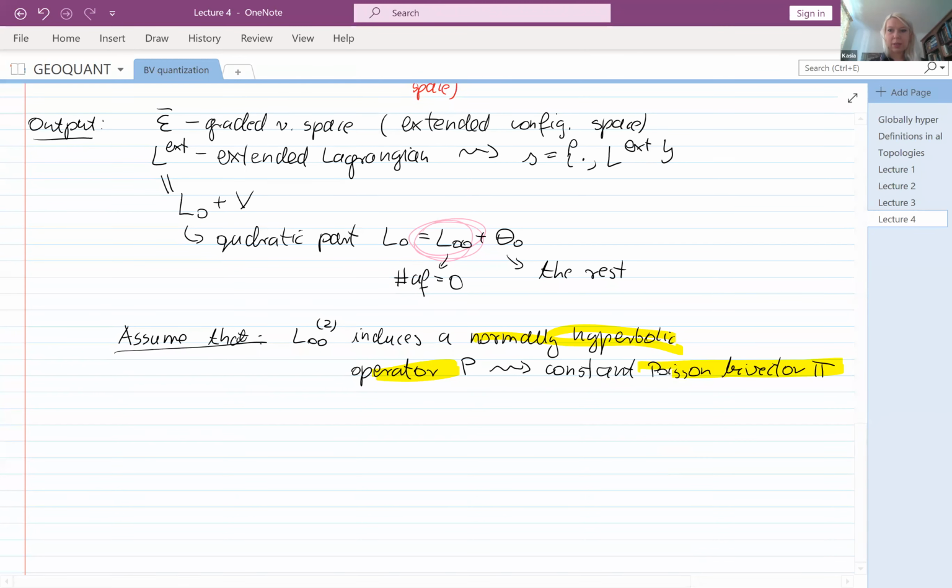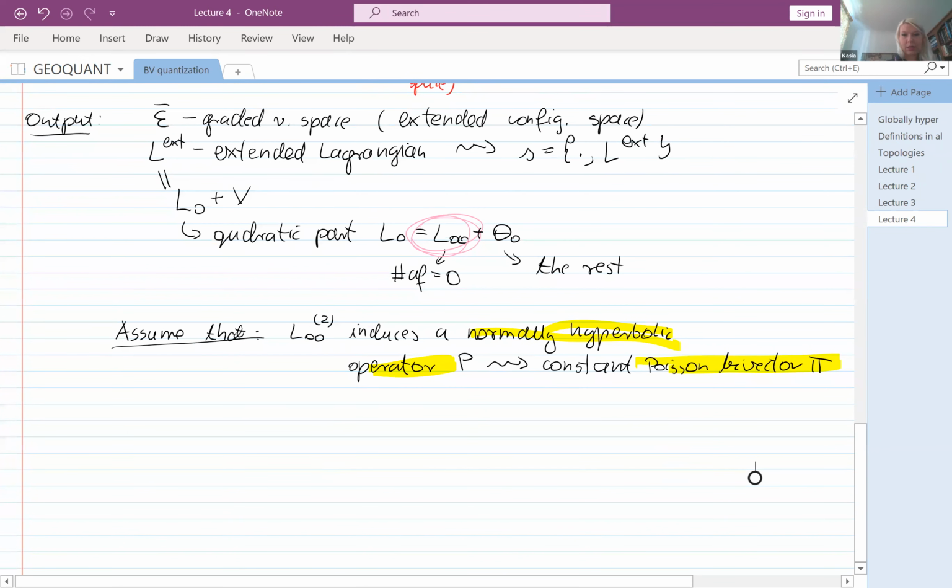Okay, and this is a bit of a repeat from lecture 2. So now with this, I get the Poisson bracket.